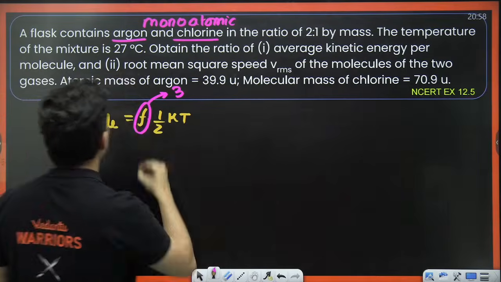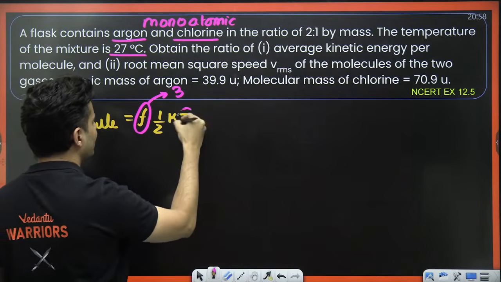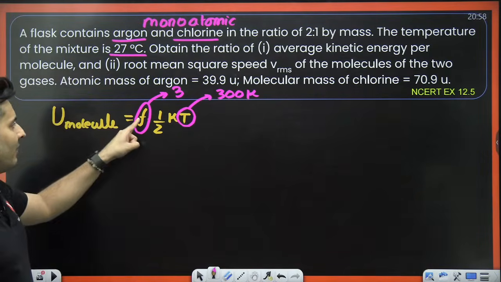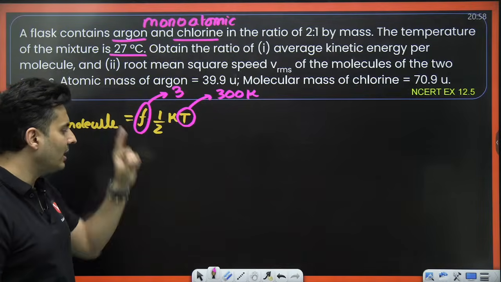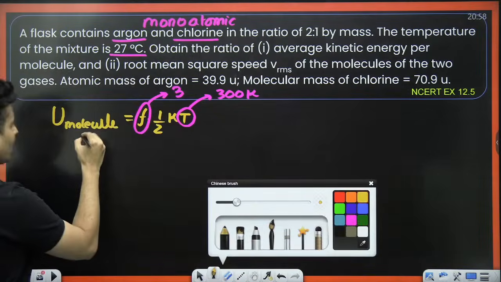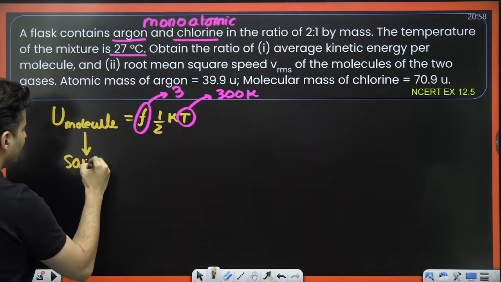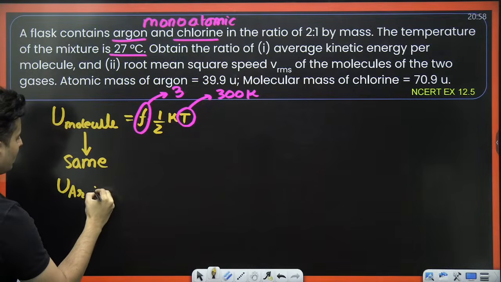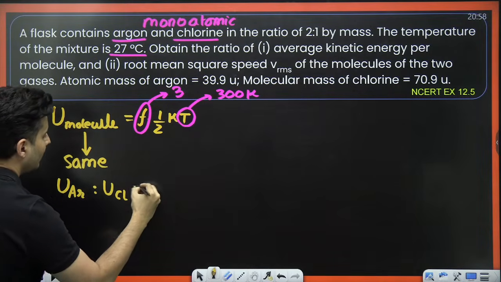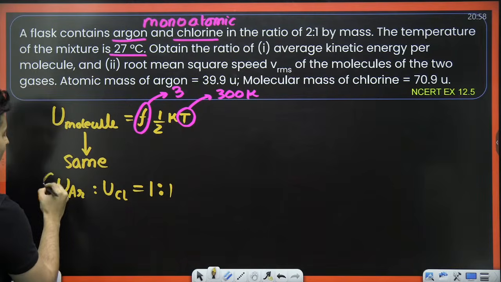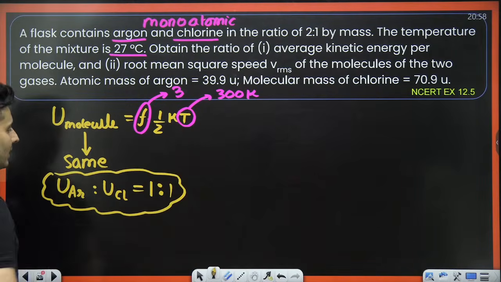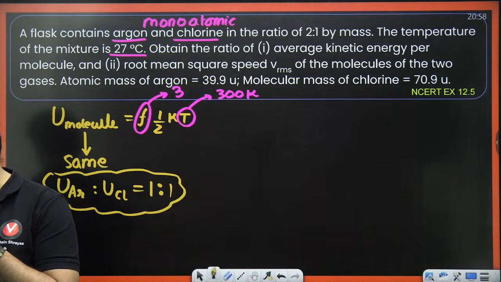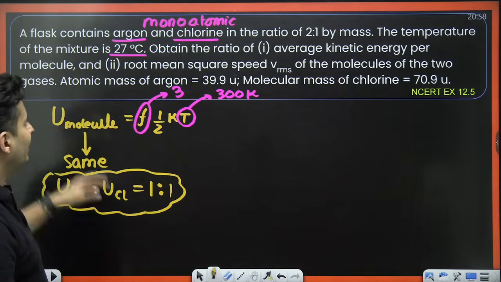Another thing you should see is that temperature is 27 degrees Celsius. That means both of them have a temperature of 300 Kelvin. So f is the same, half is a constant, k is a constant, T is also the same. What does that mean? The energies of the molecules are the same. So the energy of argon to the energy of chlorine won't that be 1:1, my dear warriors? That is your first answer. How many of you got it? Exactly. Very good.